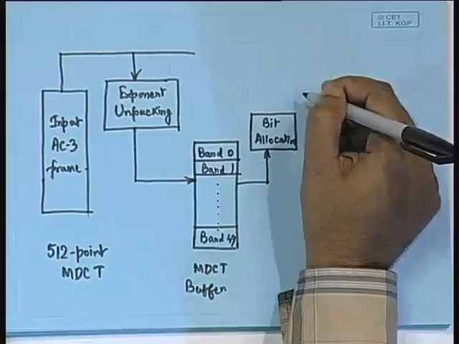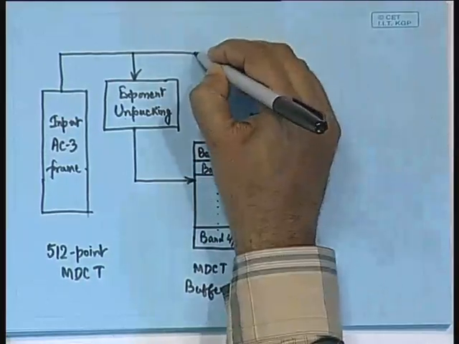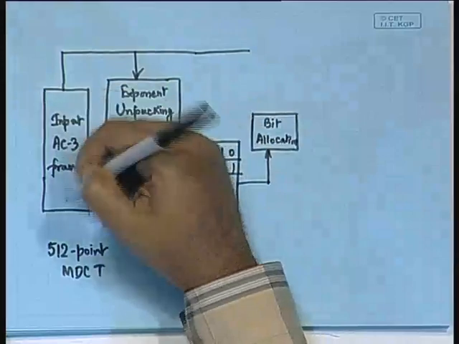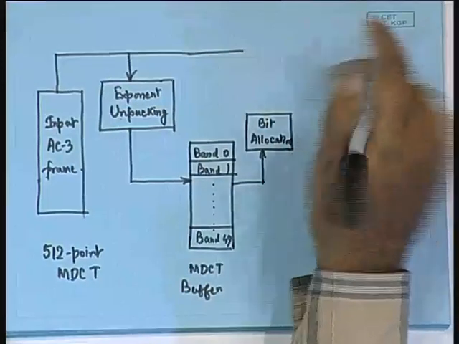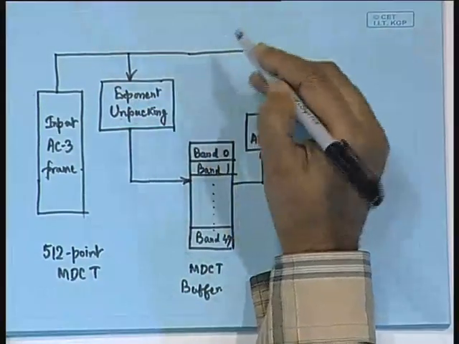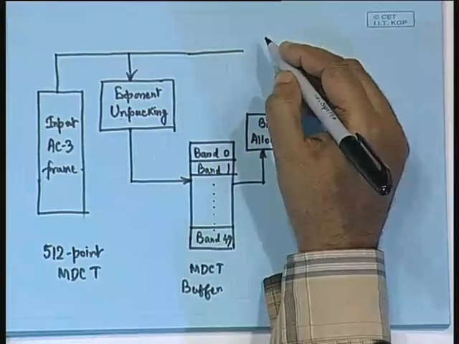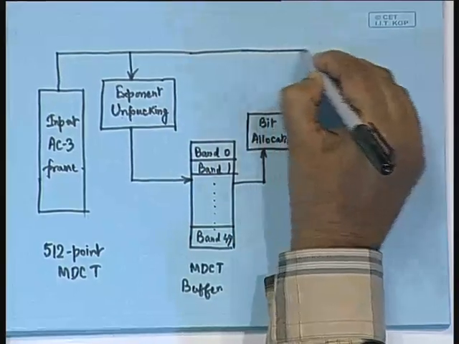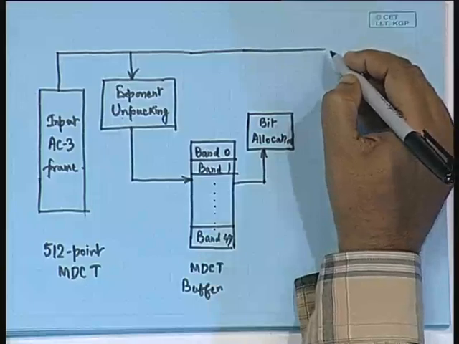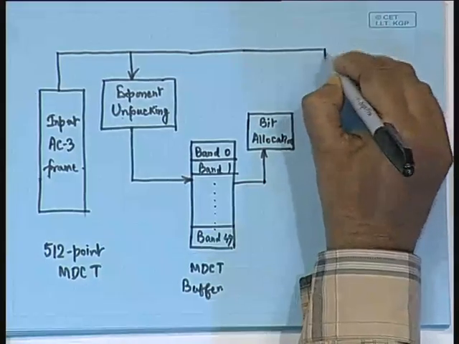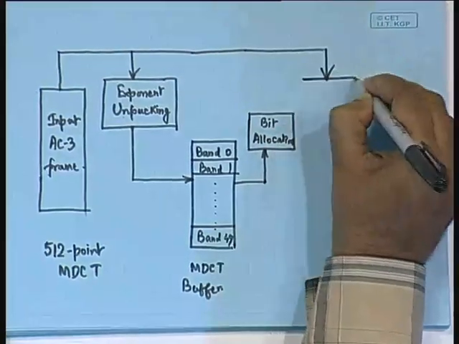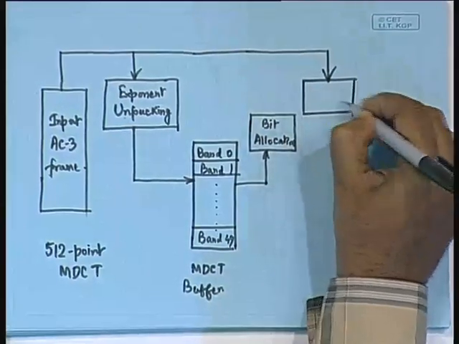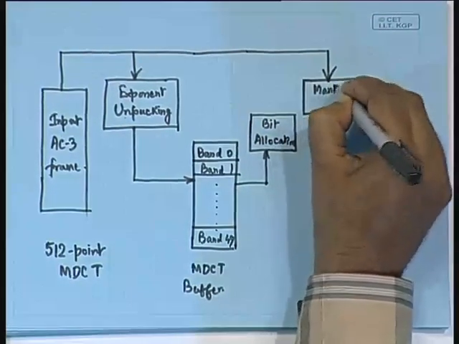So, the bit allocation will be decided over here. Now, at the same time, from the input AC3 frame, we are not only deriving the exponent, but also the mantissa. So, this is one block where we do the mantissa unpacking.